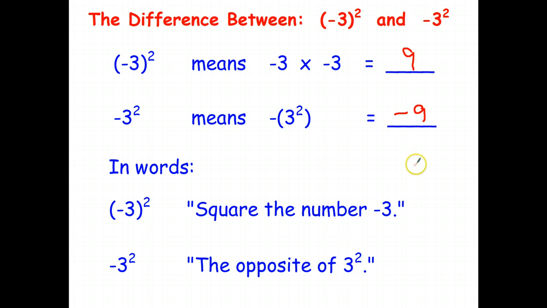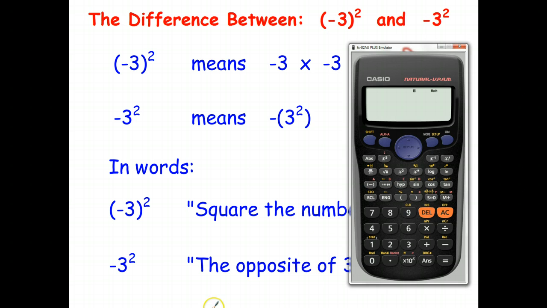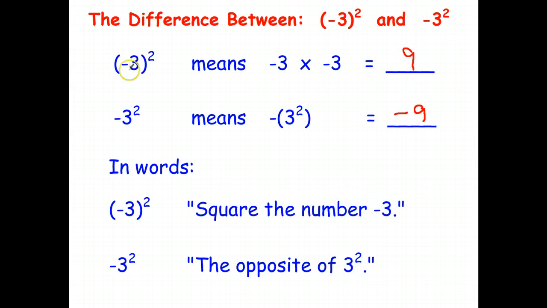Now, let's do this question on a calculator just to show that it actually does give those answers. So I'll do the first one. Brackets, -3 in brackets, squared. It gives us +9, which is not surprising. But if I then go -3 squared, I get the answer -9. So those two questions look similar, but in fact are different.